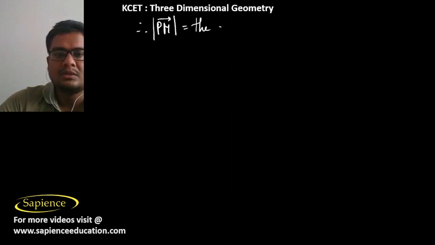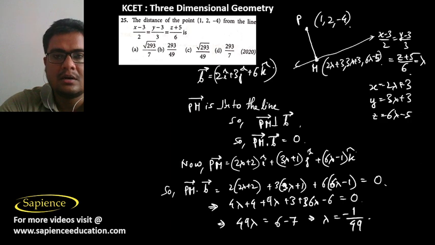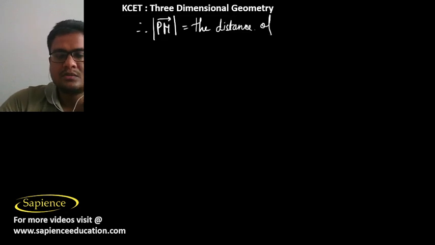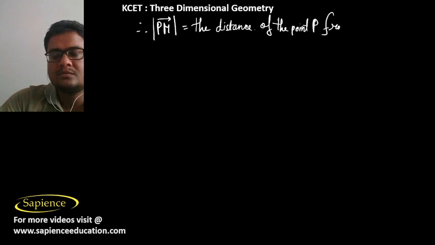Now we have to find the magnitude of the PM vector. That is only the perpendicular distance of this point P from the line. It is only the distance of the point from the line. First we have to find PM vector.